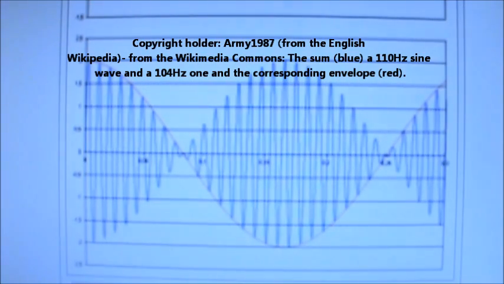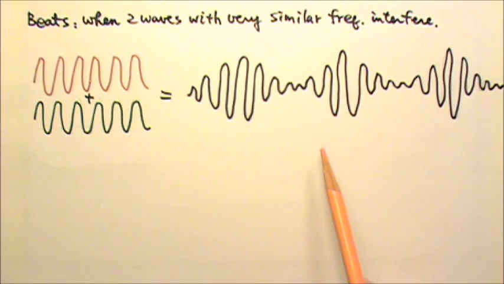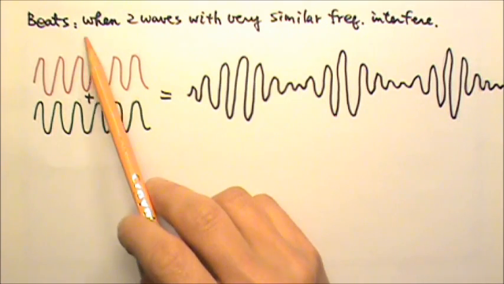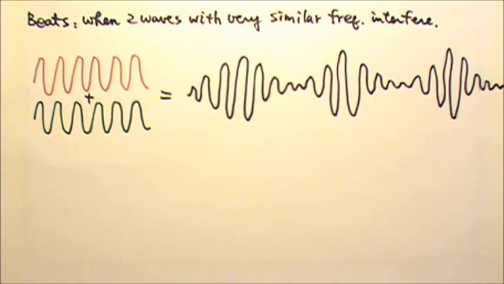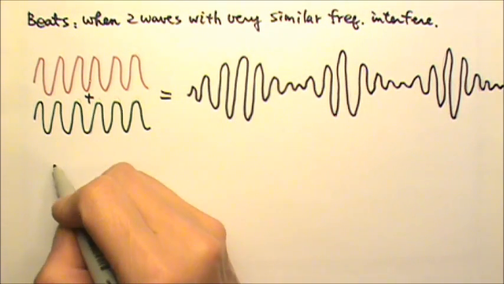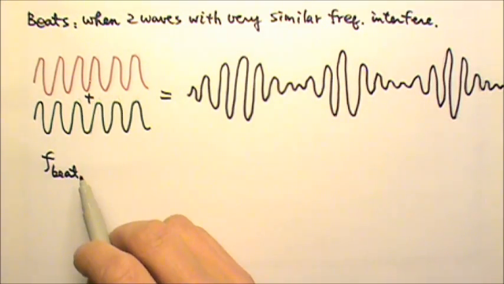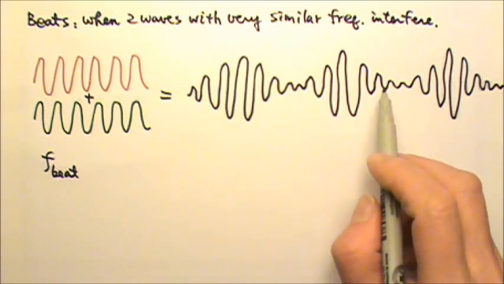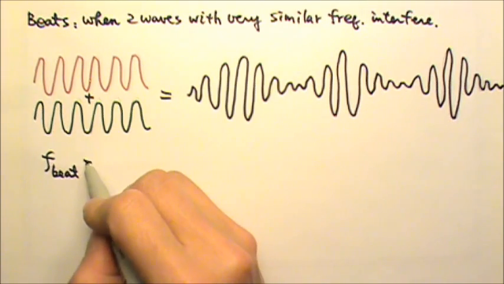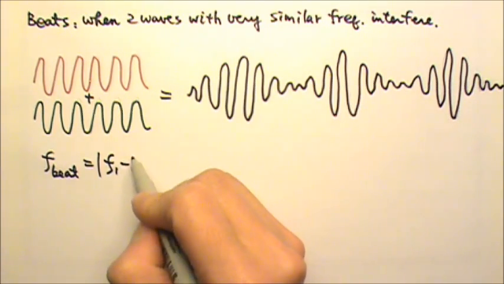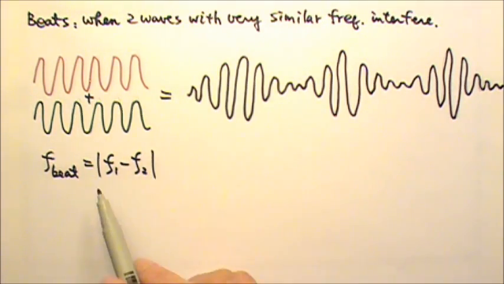Here is another illustration of beats waveform. The periodic volume change is called beats. Since beats are periodic events, it has frequency. I'm not going to derive this here, but the beat frequency, the frequency of volume variation, is the difference in frequencies, the absolute value of F1 minus F2.